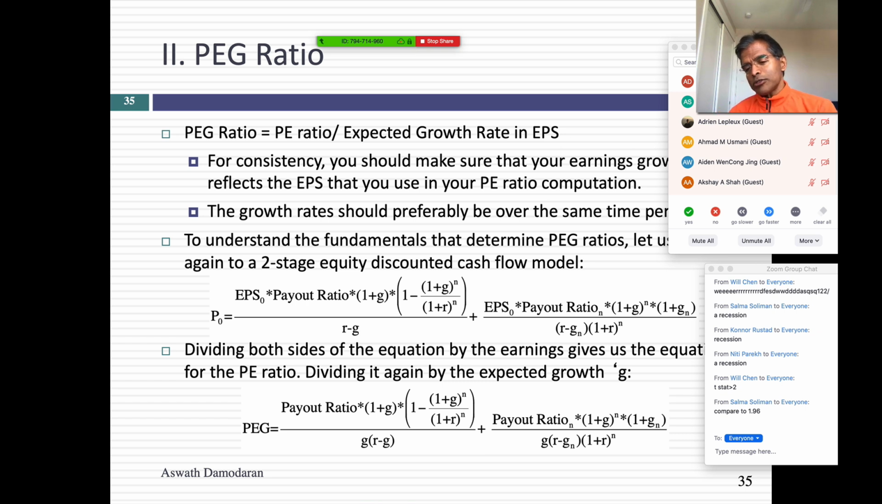The origins of this multiple go back to the 1970s when Peter Lynch built up the Fidelity Magellan Fund. Now, Peter Lynch was a legendary portfolio manager for Fidelity.